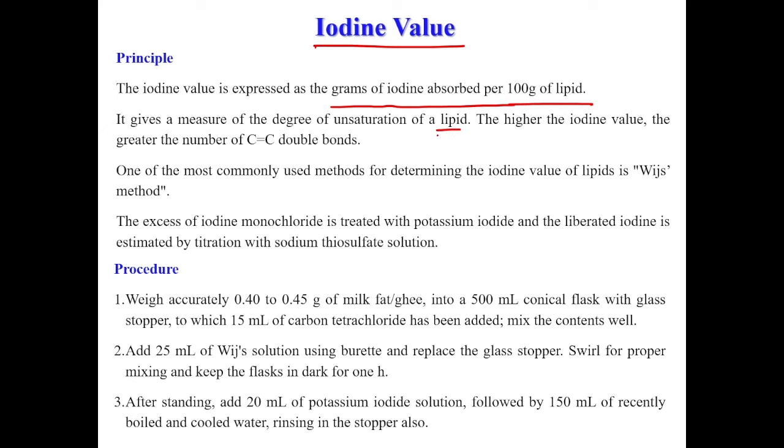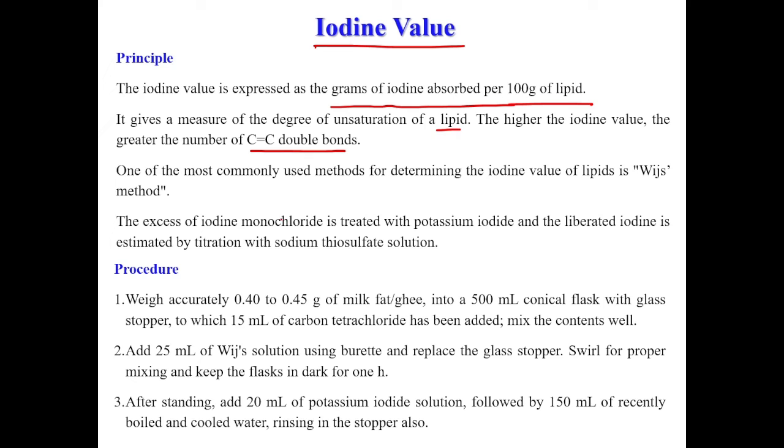So how much unsaturation is there, that indication is given by this iodine value. The higher the iodine value, the greater the number of C=C double bonds. So if we are getting a higher iodine value for any sample, for example vegetable oils, it means that they have more C=C double bonds.